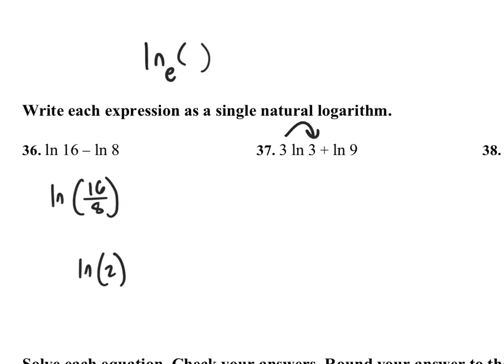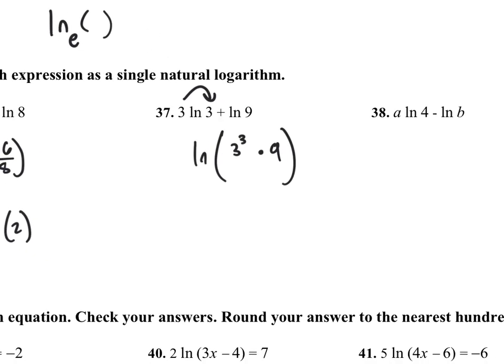This one, I can put the 3 as the exponent. And then we also have the 9. And if I wanted to do this without a calculator quickly, I could think of the 9 as 3 squared, and then use same base, add the exponents. So this would be 3 to the 5th power, or you could just type in 3 cubed times 9, and you'd get the same answer of 243.